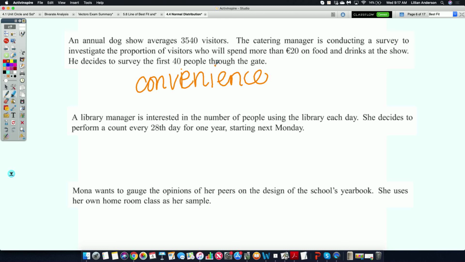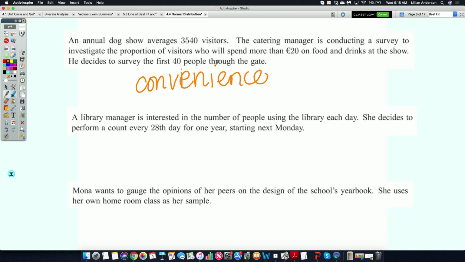In order for it to be like the quota one, it would have to be something like everybody was sitting at a table, and then he picked out the person who sat at the 5th seat of every table. That would be an example of the quota sampling.